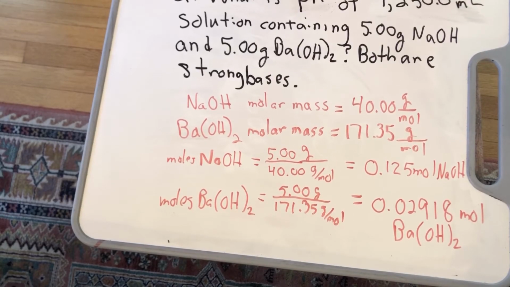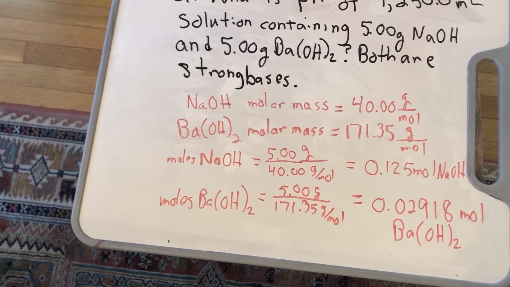Okay, so here you can see that I went ahead and looked up the molar mass and added it up for sodium hydroxide, which is 40 grams per mole, and for barium hydroxide, which is 171.35 grams per mole. Then I calculated the moles of sodium hydroxide by dividing the grams by the molar mass as per usual. And I did it for both sodium hydroxide and barium hydroxide.